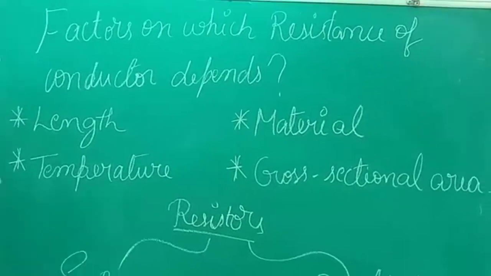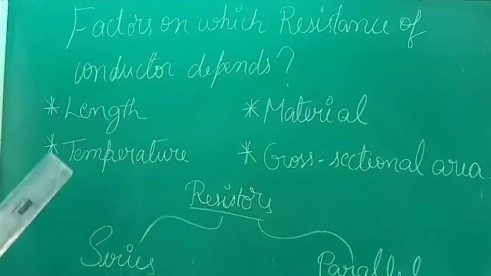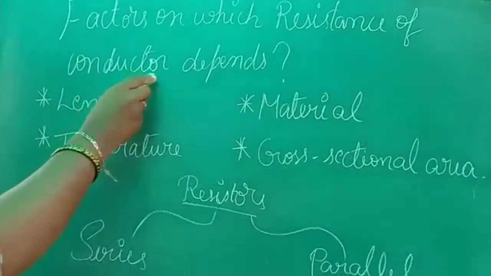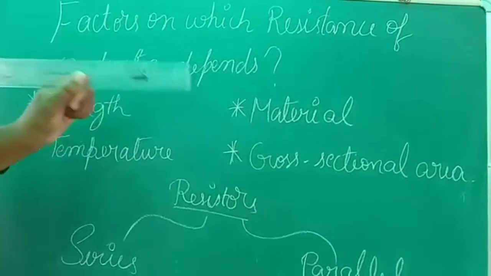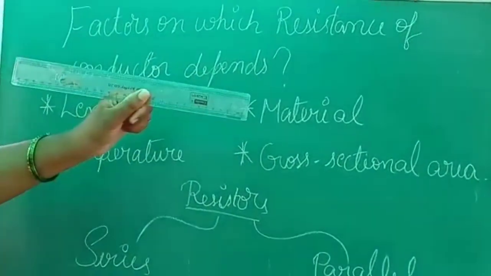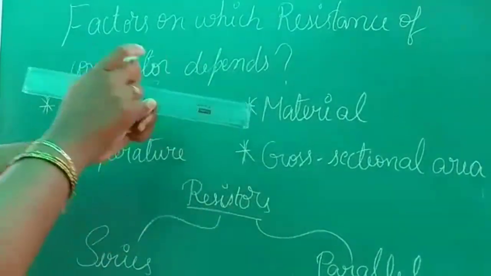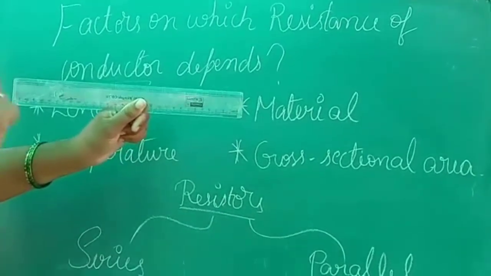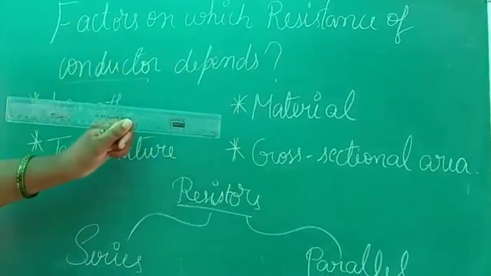Next we'll study the factors on which the resistance of a conductor depends. Now what does conductor mean? Not a bus conductor. Here conductor means the wire through which electricity passes. The wire or the material through which electricity passes is called a conductor.